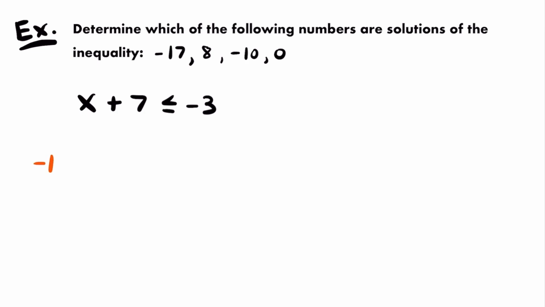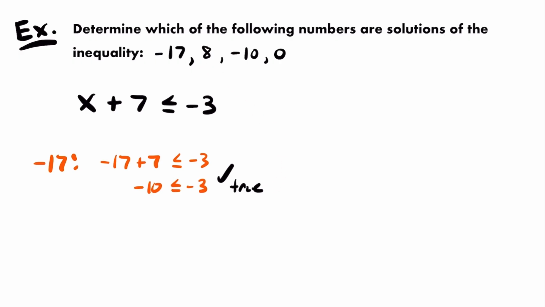Okay, and so let's start checking these here. Let's start with -17. If we plug -17 in for x, we'll have -17 plus 7 is less than or equal to -3. And -17 plus 7 is -10, so we have -10 less than or equal to -3, and -10 is less than -3. So that statement is true. Okay, so -17 would be included in the solution set. Let's check the next number.